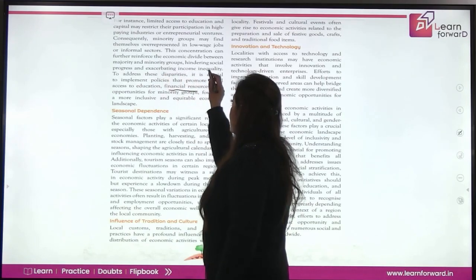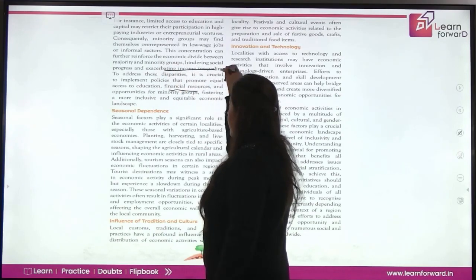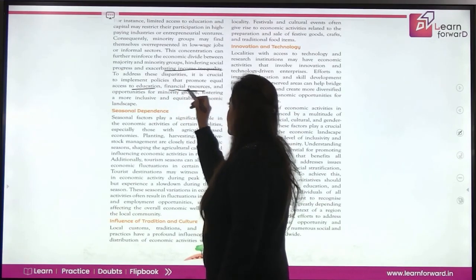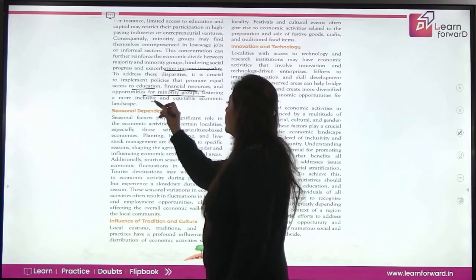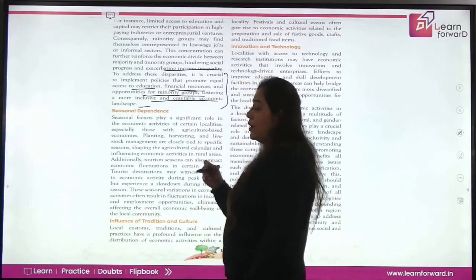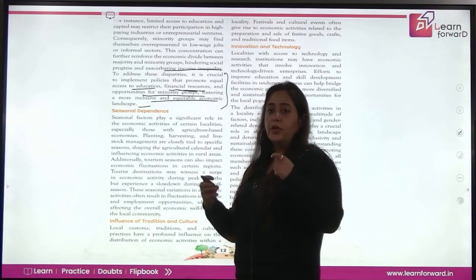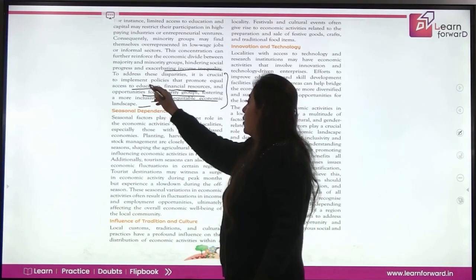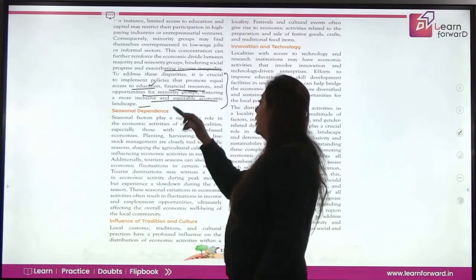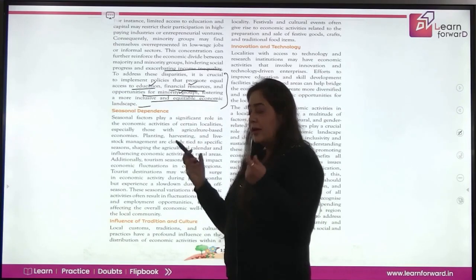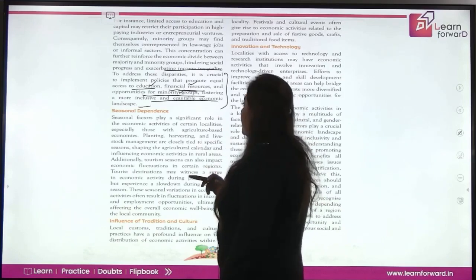तो इससे क्या है, income inequality जो है और खराब होती है, right? To address these disparities, it is crucial to implement policies that promote equal access to education, financial resources, and opportunities for minority groups, fostering a more inclusive and equitable economic landscape. ये बहुत important है. तो हम इस gap को ये जो income disparity है, inequality है, इसको plug कैसे करेंगे? हर बंदे को अगर access हो proper education का, financial resources का और opportunities हो minority groups को, तो ये gap plug हो जाएगा.